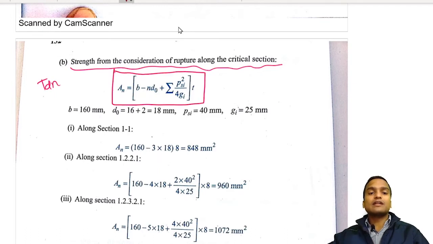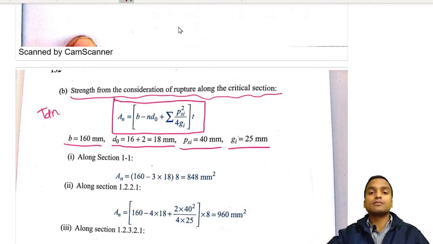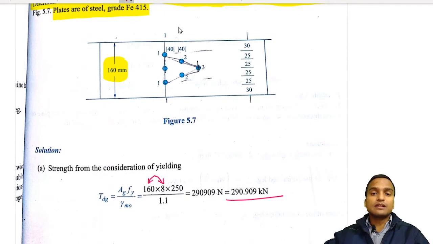Okay, and now B is the width of plate 160 mm, D naught is the diameter of hole which is 18 mm, all the pitches are uniform which is equal to 40 mm, and gauges are uniform which is 25 mm. Okay, so you can see the diagram, all the gauges are uniform. Okay, and this is the edge distance. Now the pitches here shown are 40 mm and 40 mm.